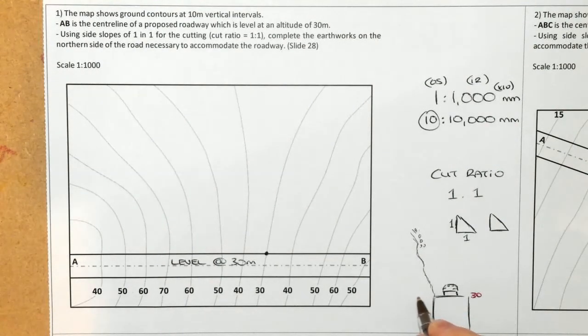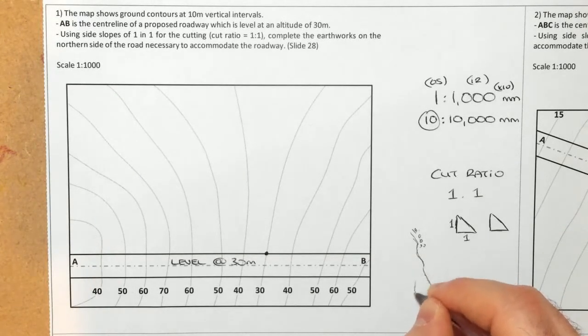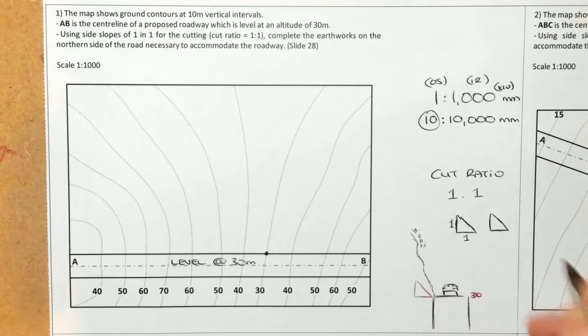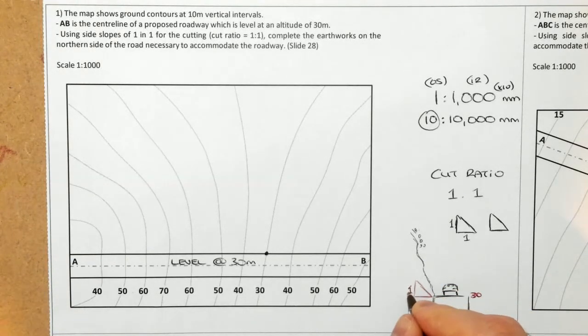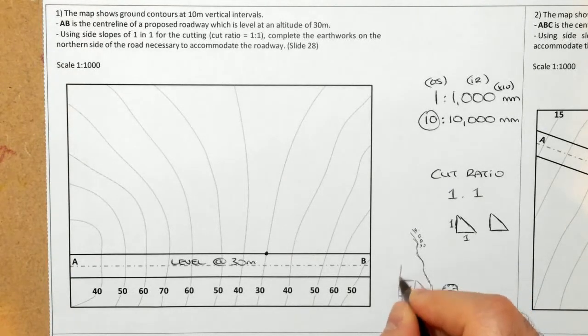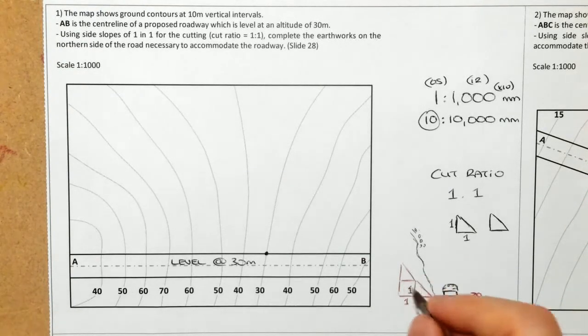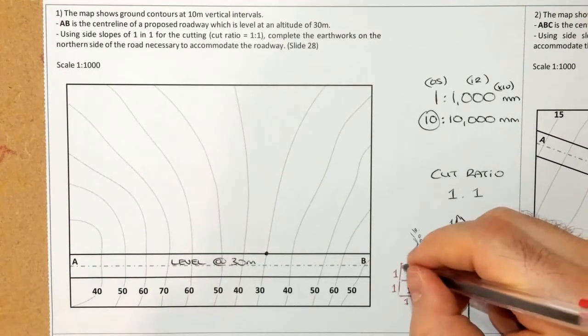So what we're going to do is apply our cut ratio. We're going to build a little triangle that is in the ratio of 1:1, away from the road. Likewise, if I do it again and add on another bit, I move out another 1 from the side of the road, and then put my other triangle on top. So essentially now I've moved out 1 and 1, 2 from the side of the road, and I moved up 2. And that's the slope that we want there.